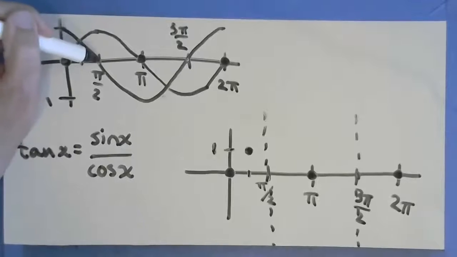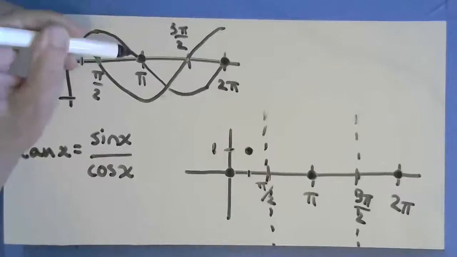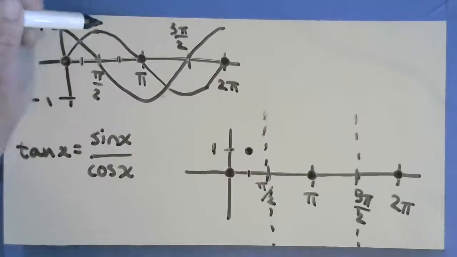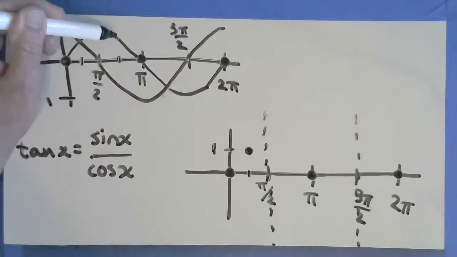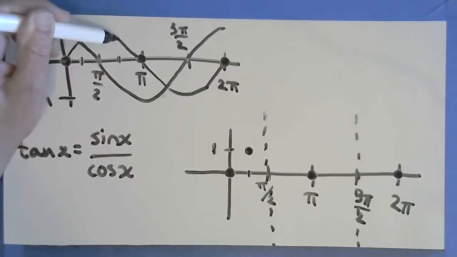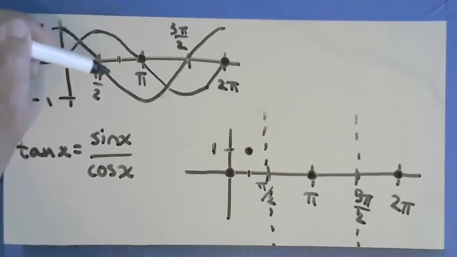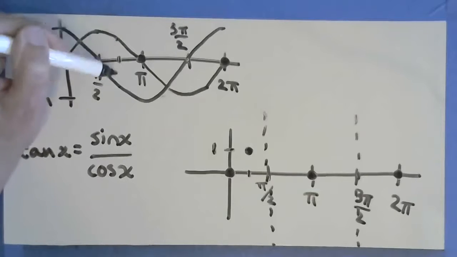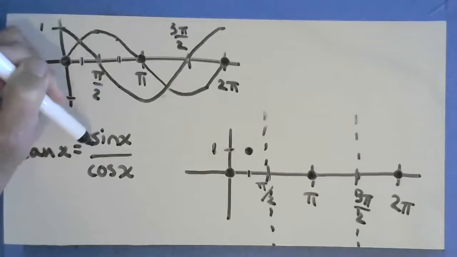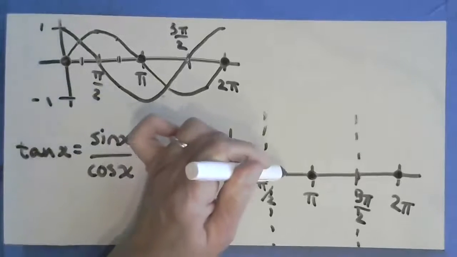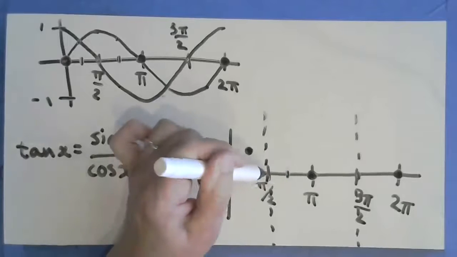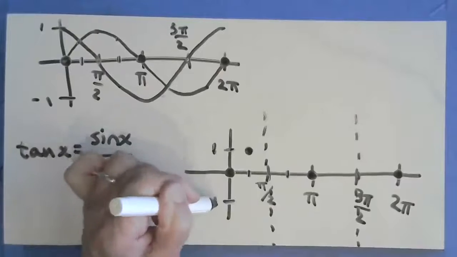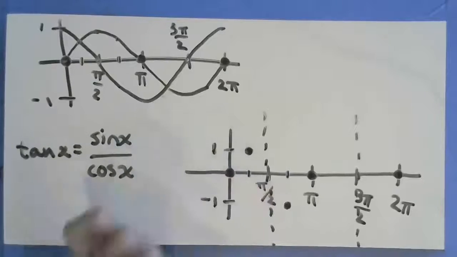Now if we travel to the halfway point between pi over 2 and pi in the second quadrant, what we get is that sine is 1 over the square root of 2, and cosine is negative 1 over the square root of 2. When we put them into the fraction, the result is negative 1. So when we're halfway between pi over 2 and pi, the output for tangent is negative 1. So we have that point here.